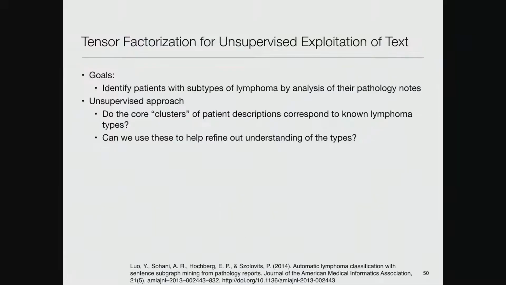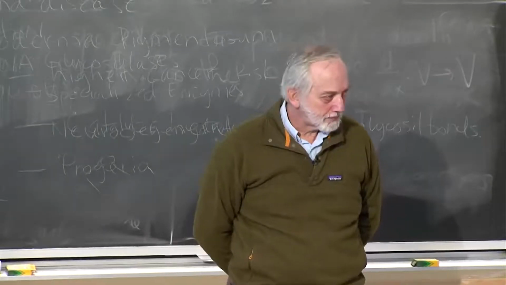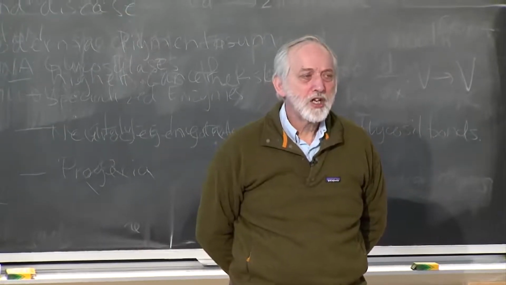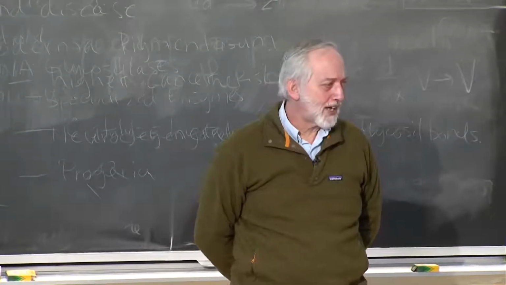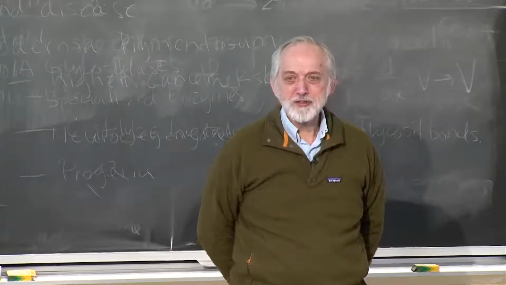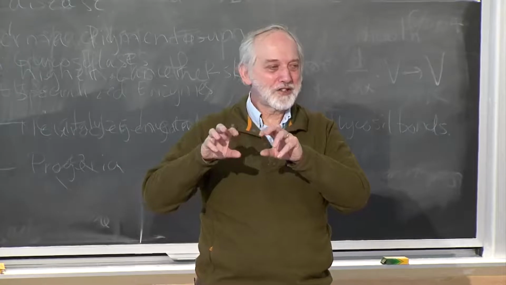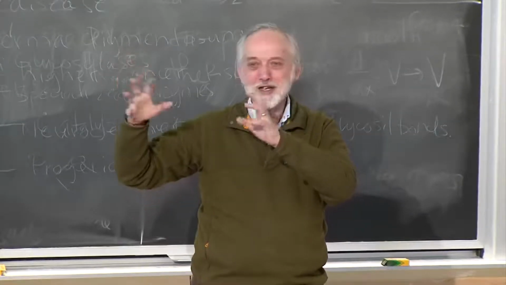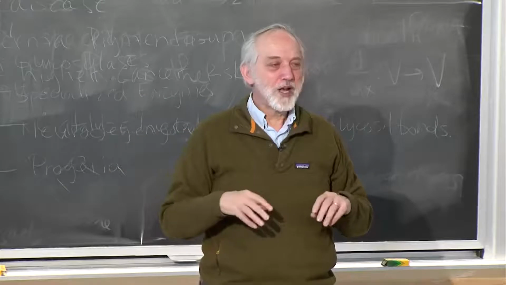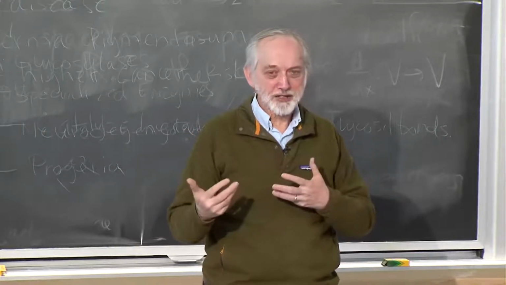Now, switch to another approach. This was work by one of my students, Yuan Luo, who was working with some lymphoma pathologists at Mass General. And so the approach they took was to say, well, if you read a pathology report about somebody with lymphoma, can we tell what type of lymphoma they had from the pathology report if we blank out the part of the pathology report that says, I, the pathologist, think this person has non-Hodgkin's lymphoma or something. So from the rest of the context, can we make that prediction?